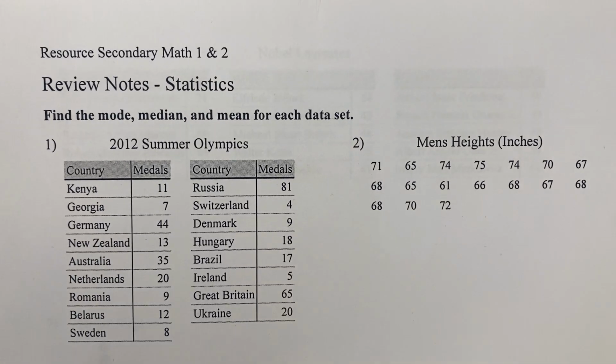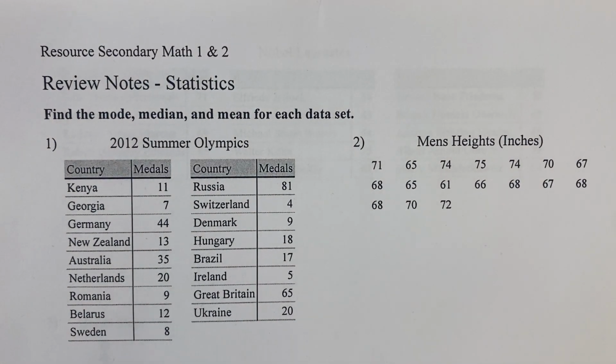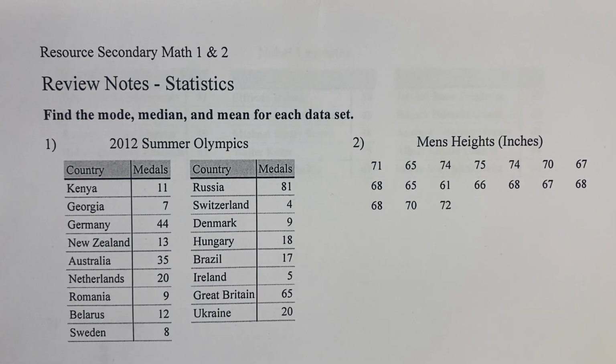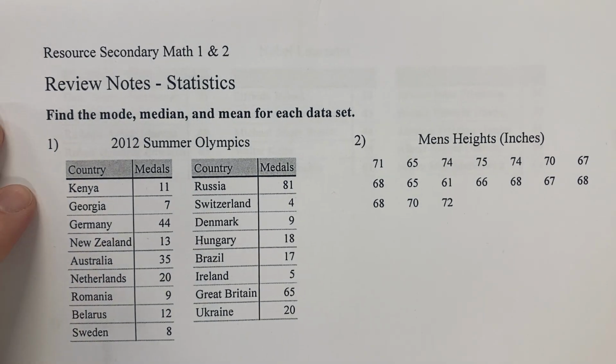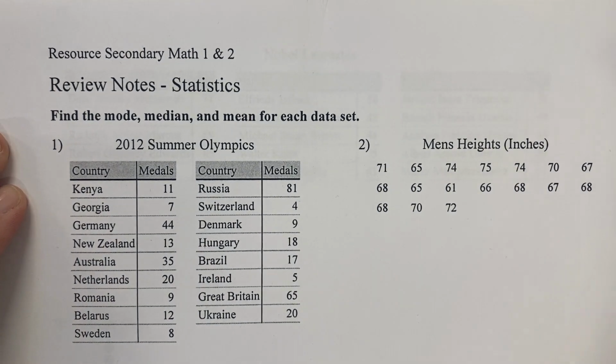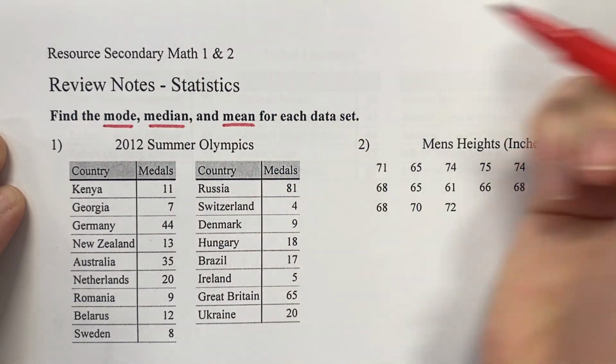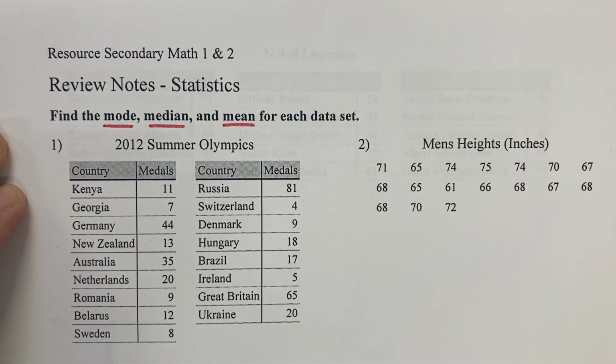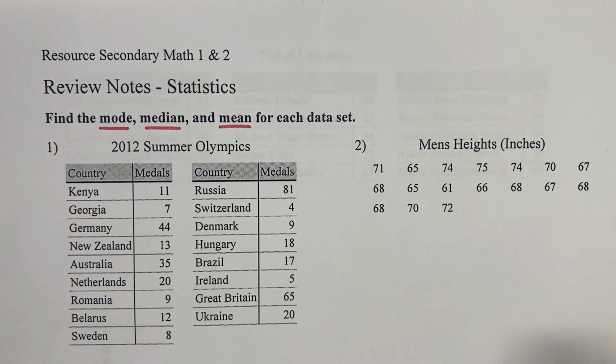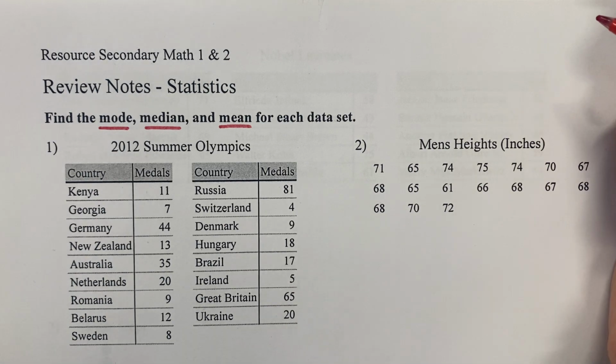Alrighty. We are going to be reviewing everything we've talked about in our statistics unit. So for numbers 1 through 4, we are asked to find 3 things for each data set. We're asked to find the mode, the median, and the mean. Okay, so let's go ahead and define what each of these mean before we go and find them.